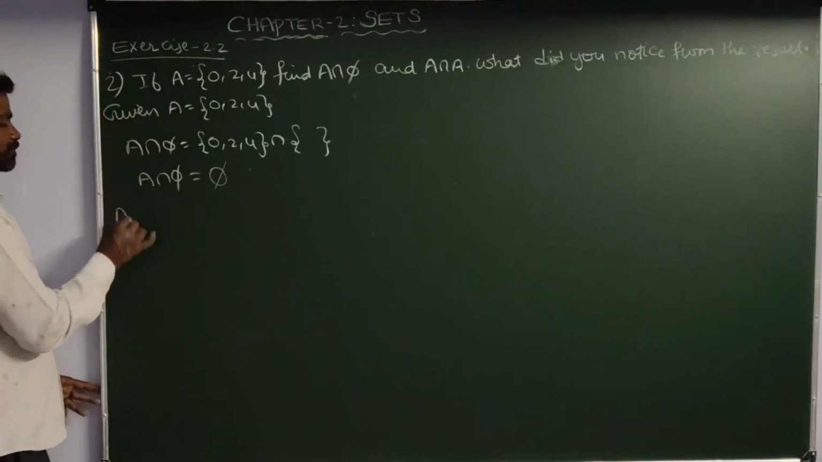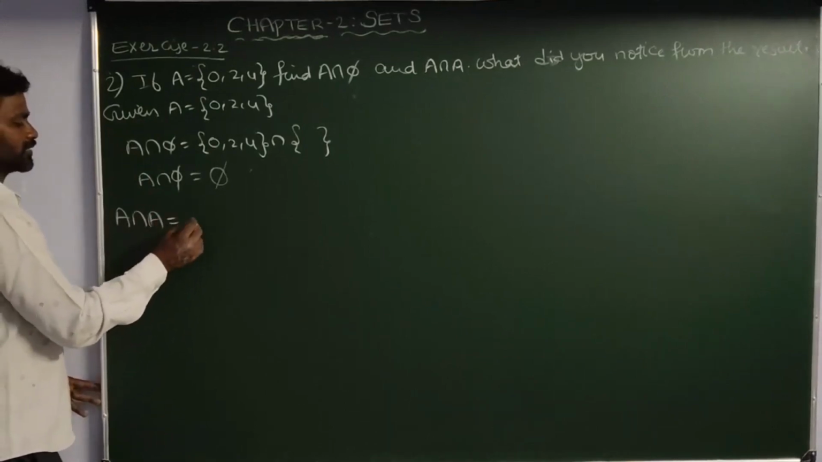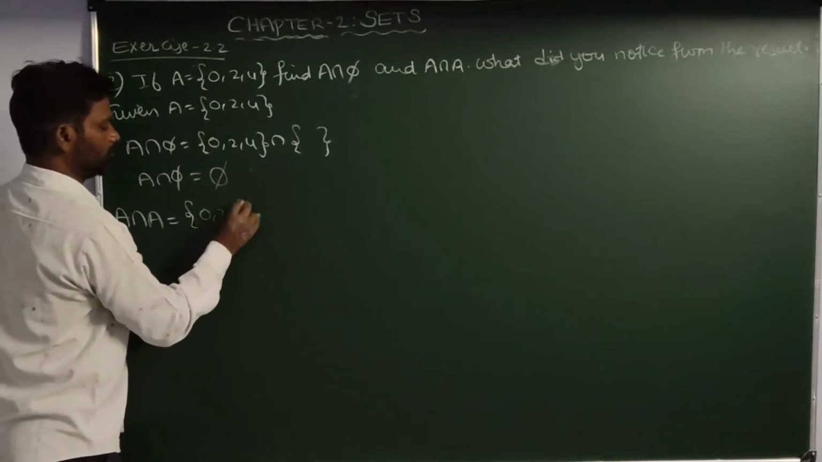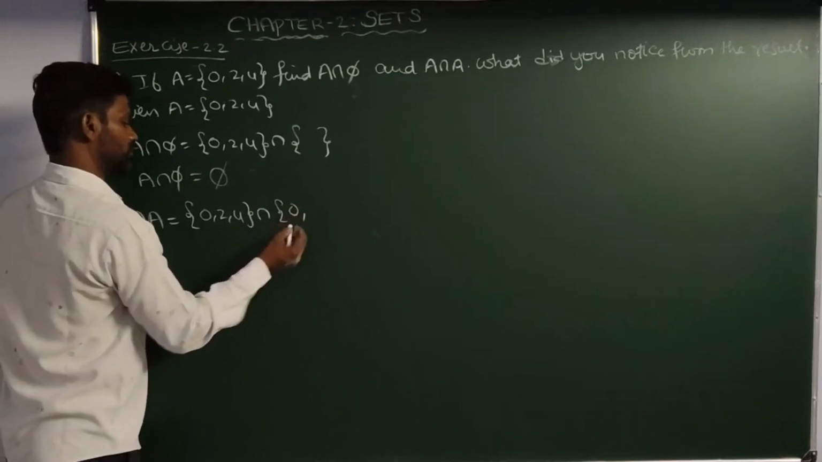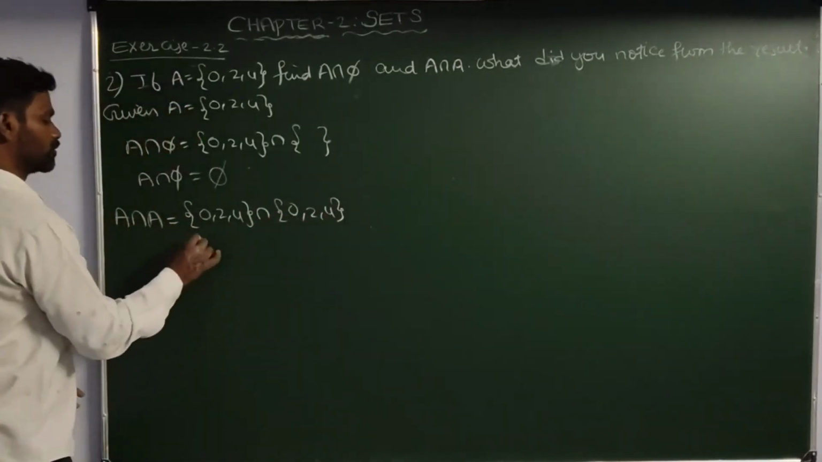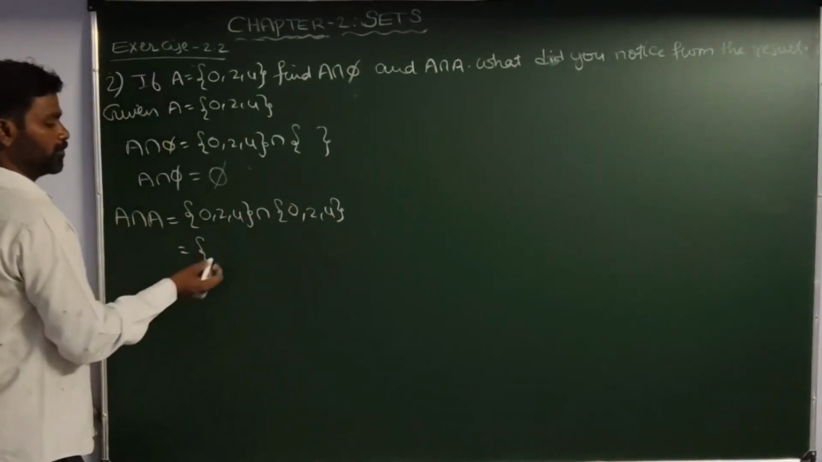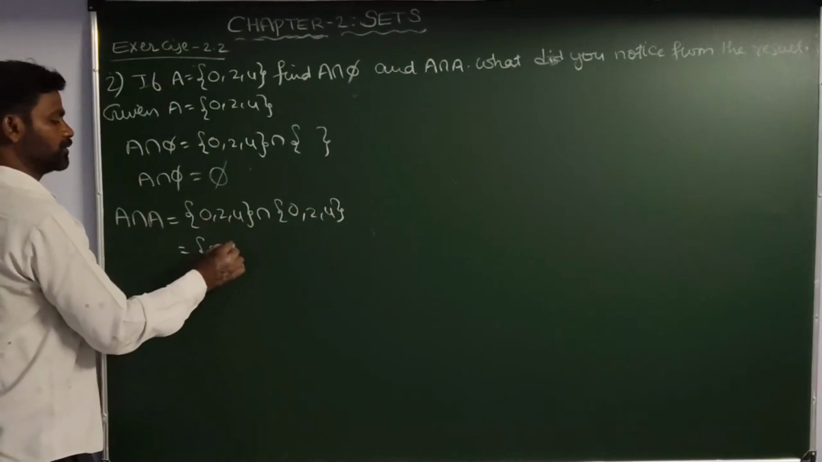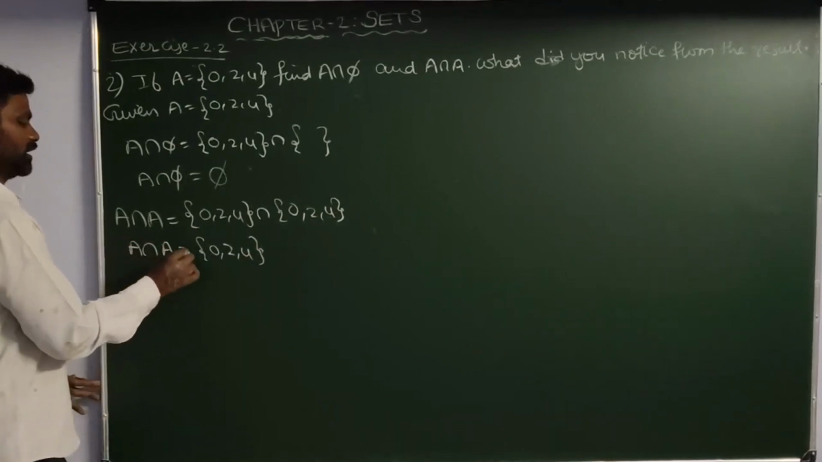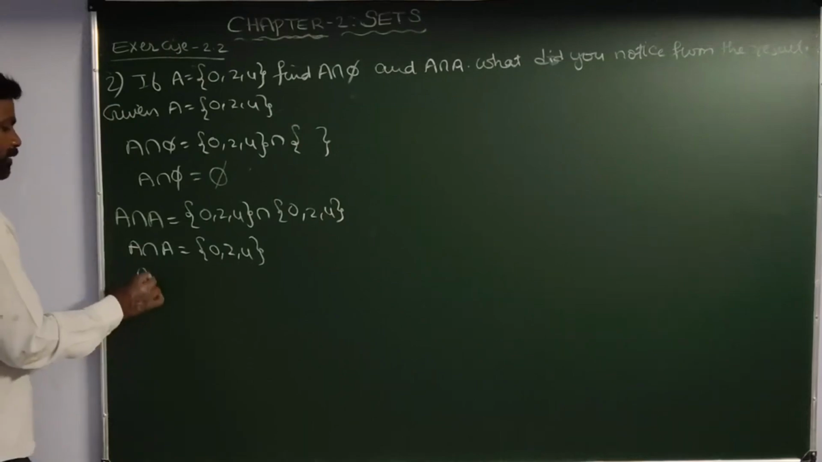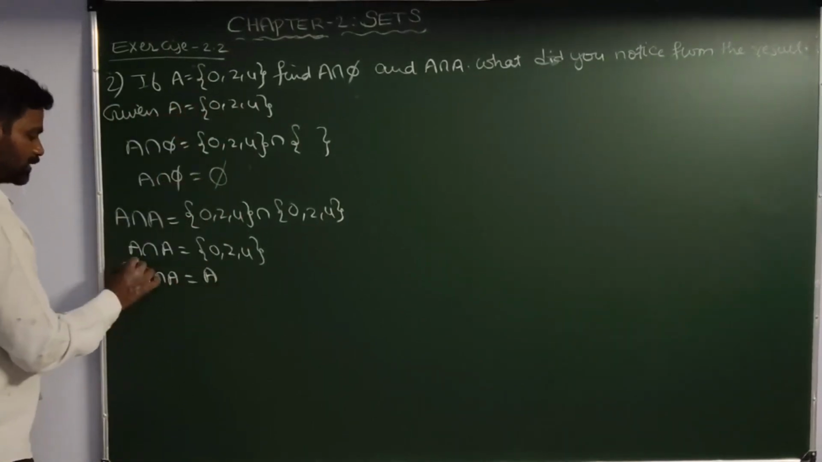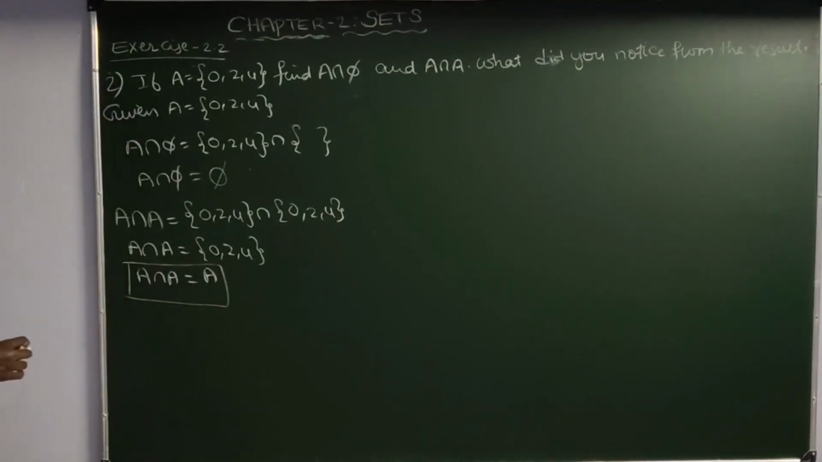Let us solve the next question. That is A intersection A is equal to, write the elements of A: 0, 2, 4, intersection. Once again you write the elements of A: 0, 2, 4. That is equal to, both sets' elements are common, so we can write that as 0, 2, 4. So A intersection A is equal to {0, 2, 4}. But what is {0, 2, 4}? It is nothing but the elements of A only. So we get A intersection A is equal to A.